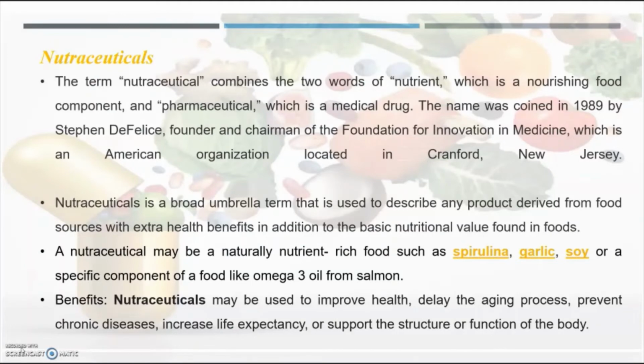So next is nutraceuticals. Nutraceutical means it's a combination of two terms. One is nutrient, another is pharmaceutical. Nutrient means, we know, it is a chemical substance that nourishes our body.